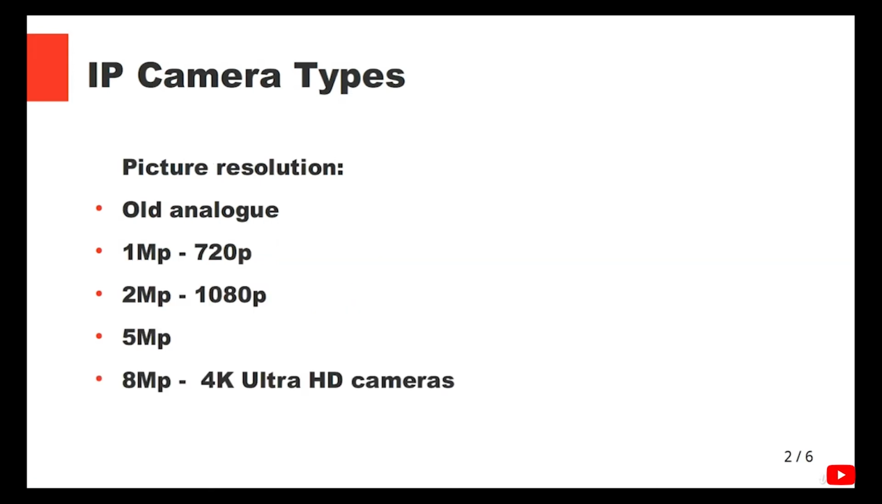Then you can divide them by resolution. As I said, these are HD cameras. IP cameras don't use old analog resolutions. There's no such IP camera, at least I didn't see those cameras. The minimum you can have is 1 megapixel, which is 720p, which is 1280 by 720. Then you have 2 megapixel, 3 megapixel, 4, 5, 8, which is 4K Ultra HD. That's 8 megapixels.